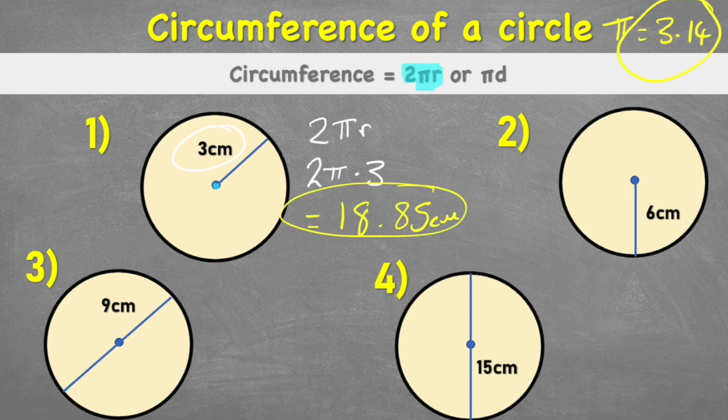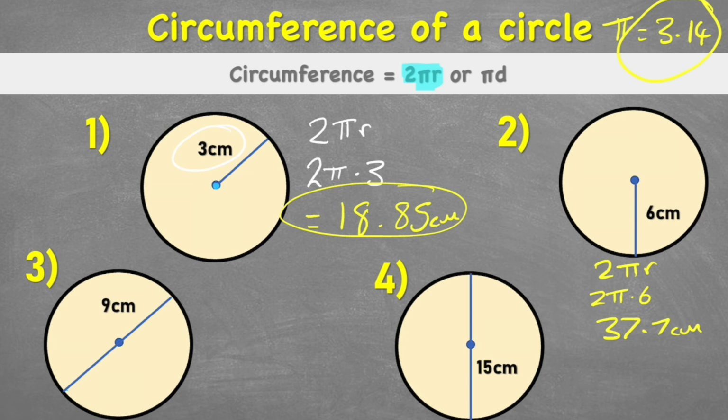Second example, again we're given the radius, so I'm going to continue to use the radius formula, 2 pi r, but this time r is 6 centimeters, so I have 2 pi times 6. Now I can input that into my calculator, and that leaves me with an answer of 37.7. And again, not forgetting my units, centimeters.